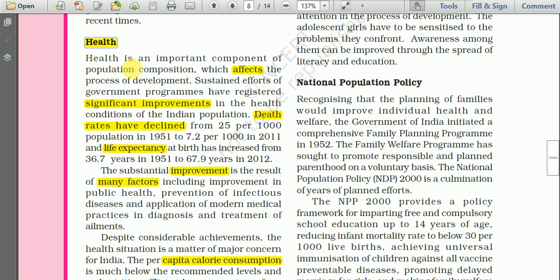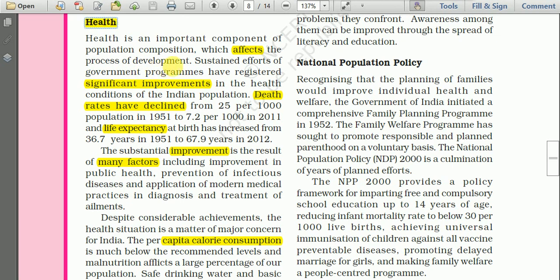Next we have health, and health is an important component of population composition which affects the process of development. Okay, health also affects the process of development of a country. If people are healthy, then the country will be prosperous because it is the people who will work. Remember, sustained efforts of government programs have registered sufficient improvement in the health condition of the Indian population. The health condition of India has been improving.